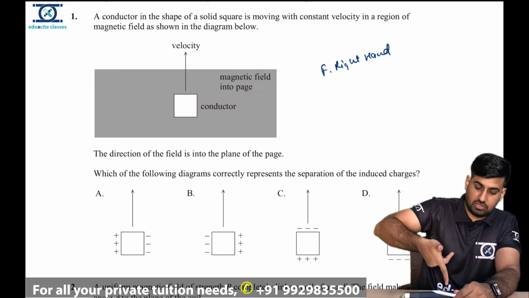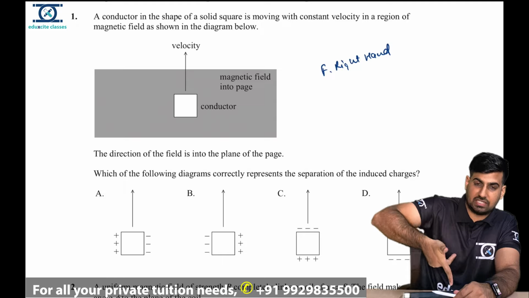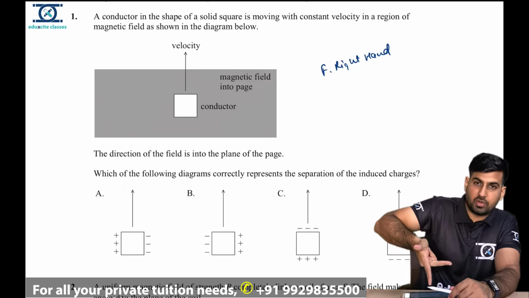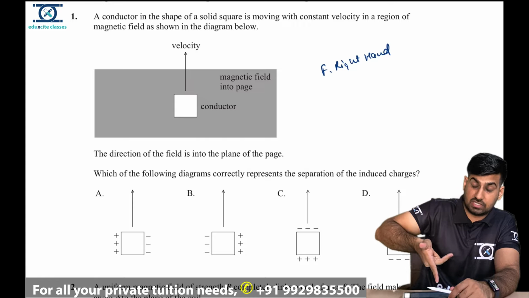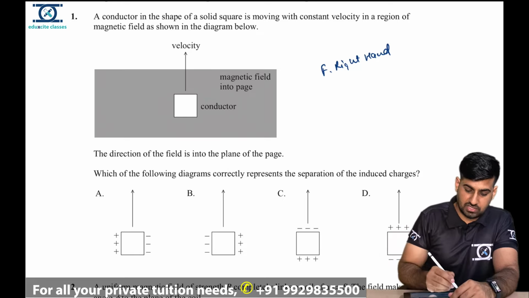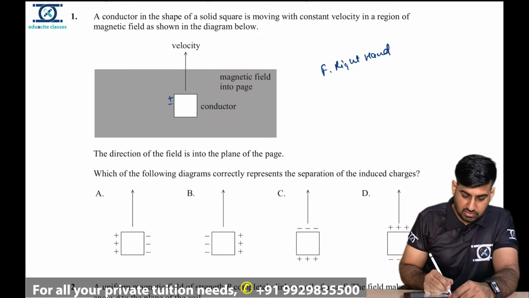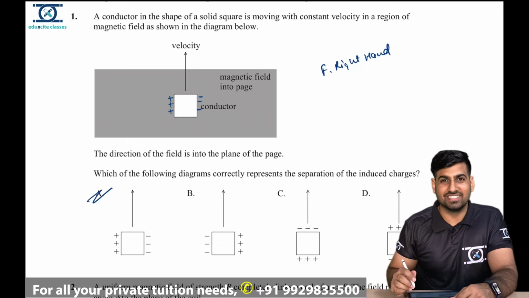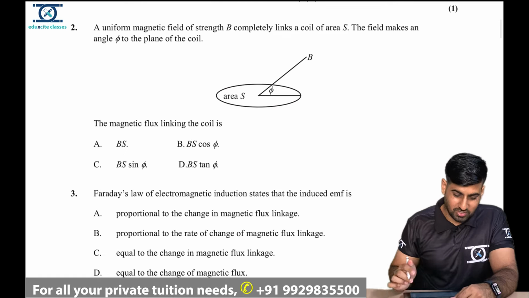Magnetic field is into the page, velocity, that is the direction of the motion, is in the upward direction. So the thumb is pointing in this direction, sorry, the second finger is pointing in this direction, which means that the positive charge is moving this side. So this will be positive and automatically this will be negative. So just check, option A is the right answer. Question number 2, very simple.